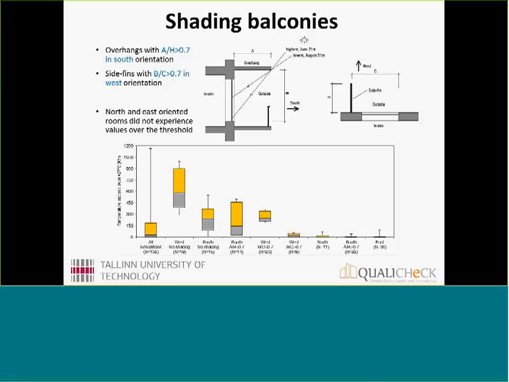control. And we were able also to determine how much shading, balconies or side fins, need to be provided. In the south orientation, balcony is the best possible passive shading or overhang, and in the west orientation you cannot operate with overhang, you will need some sort of side fins or other type of external shading to control the west orientation.